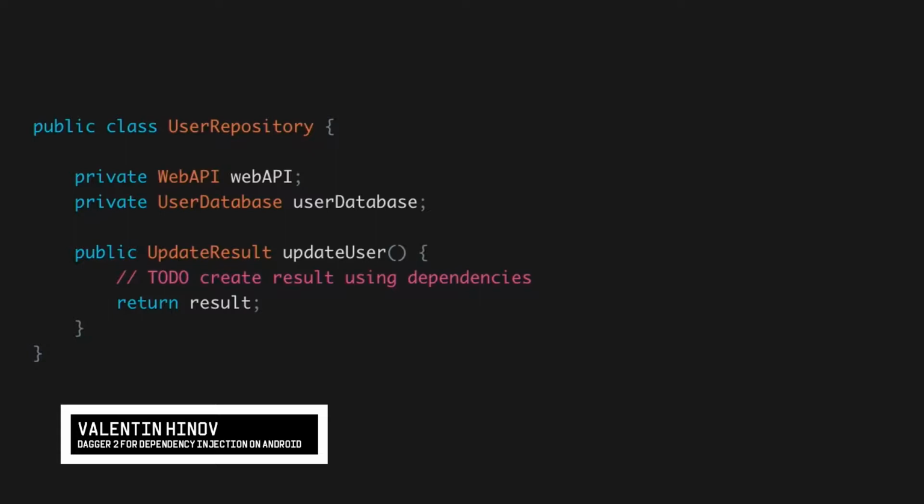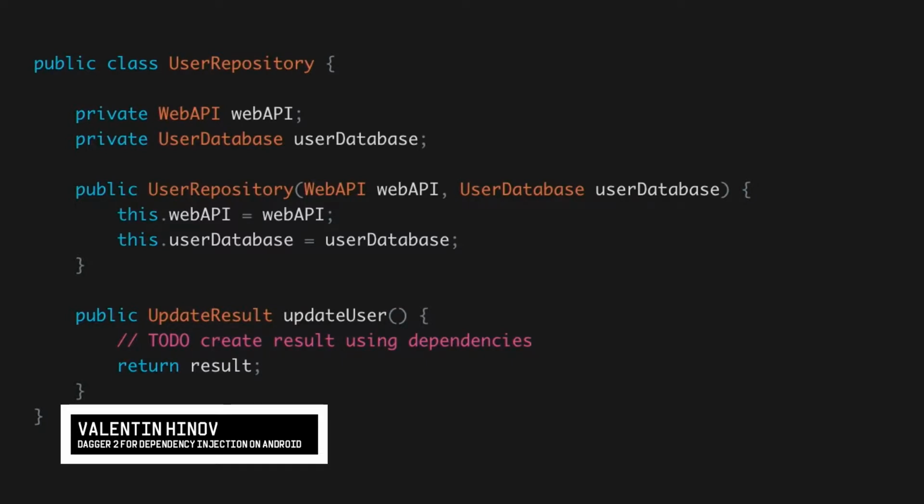Say we have a user repository that does something like updating a user. Now, to update a user, we need access to a web API object and a user database object. How do we get those objects? Well, the simplest and most straightforward way is just to pass them in a constructor. That's the age-old thing of any programming language. You have a constructor where you initialize your fields.